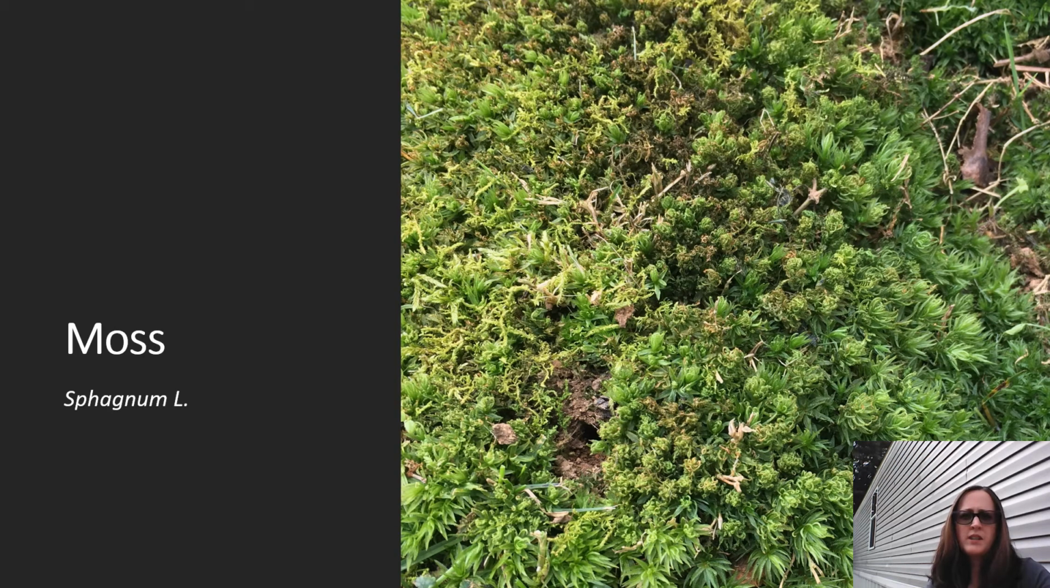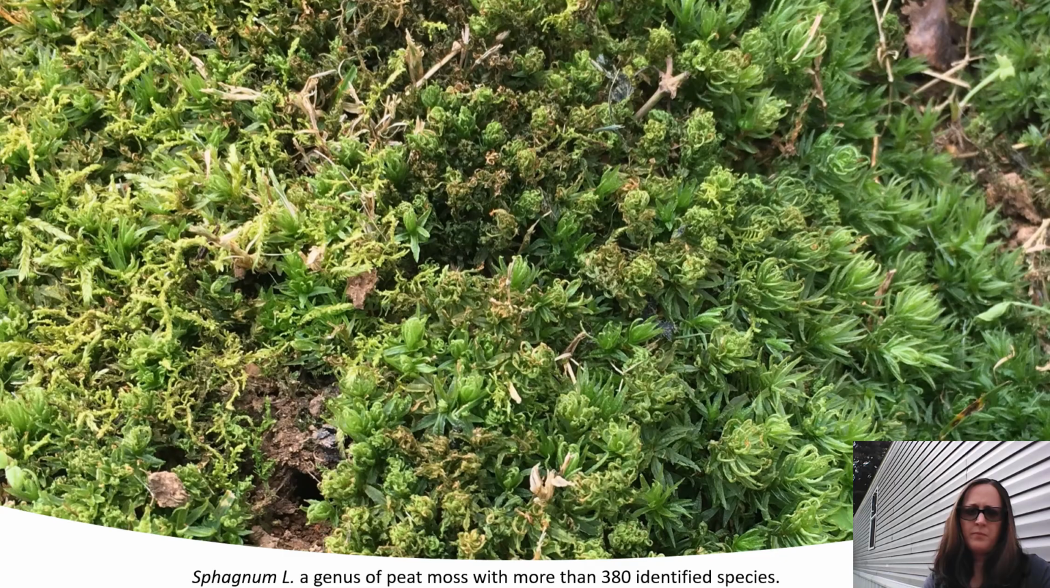Hi everyone, I'm Shasta, and today I'm here in my backyard and I'm going to be introducing you to moss. Sphagnum is a genus of peat moss with more than 380 identified species.